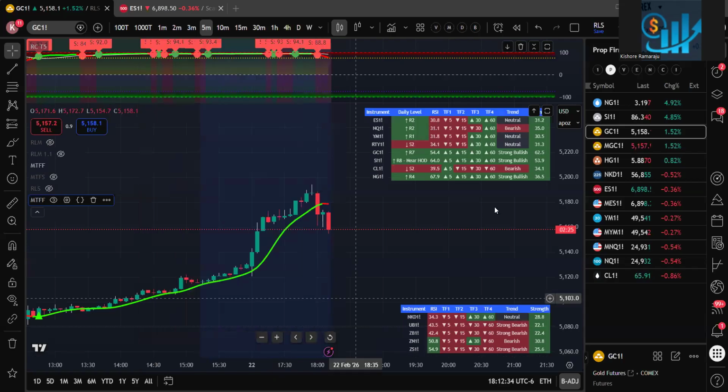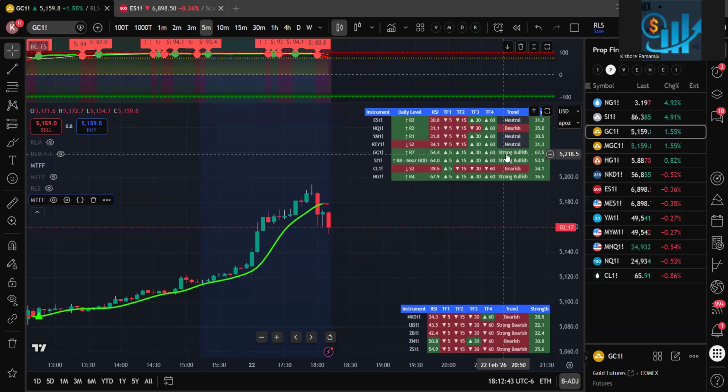So now, if you look at the table here, you will understand GC is very strong bullish, right? That means RSI is very good. Time frame one, which is the 5 minute time frame, is looking good. 15 minutes is looking good. 30 minutes is looking good. 60 minutes is looking good. Generally, these are intraday time frames.